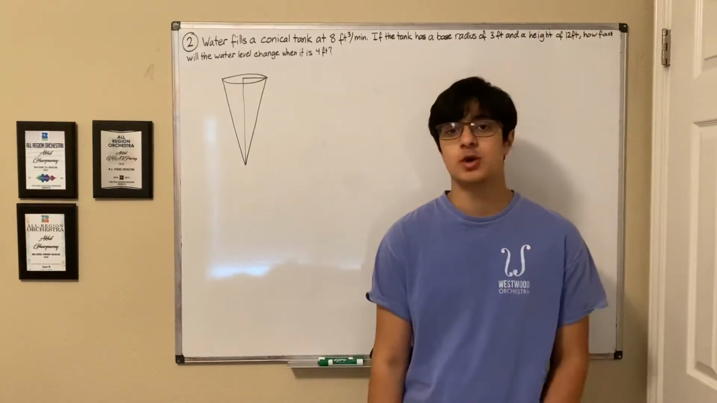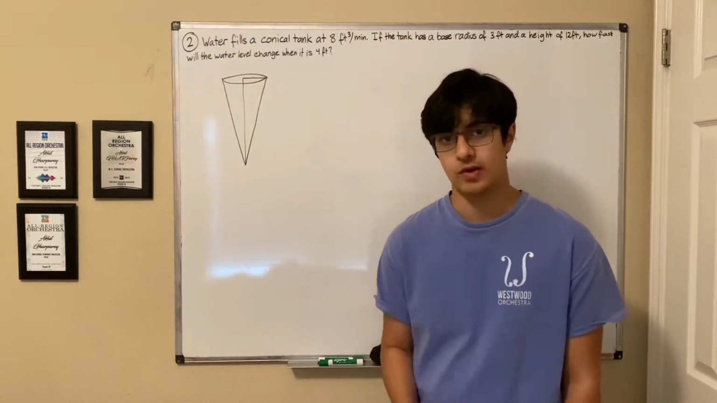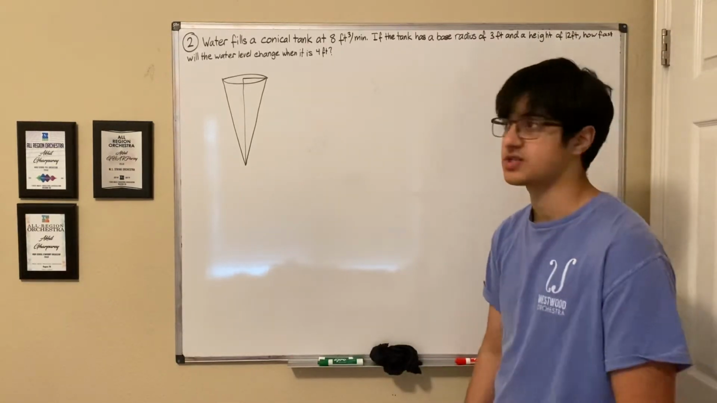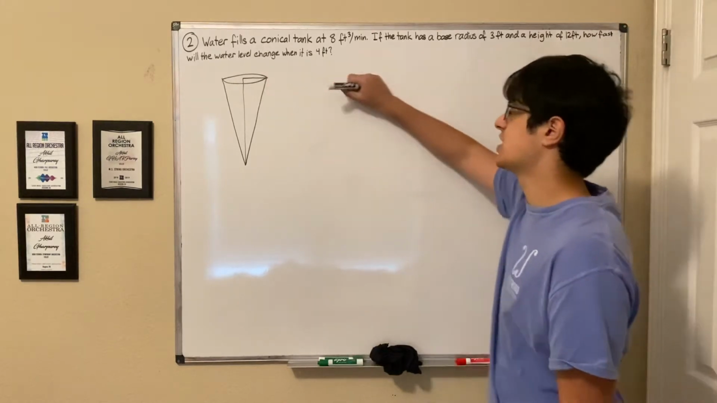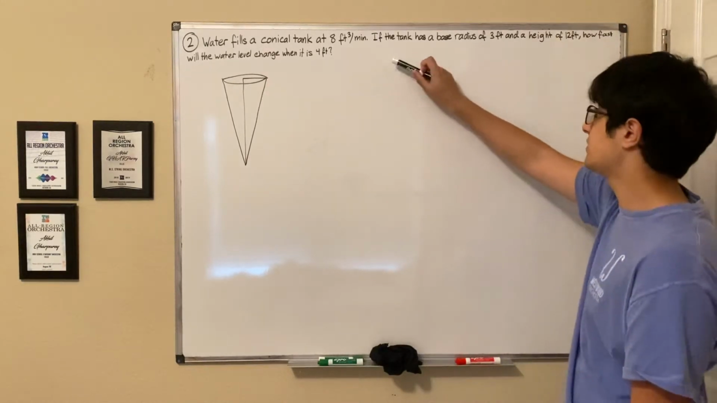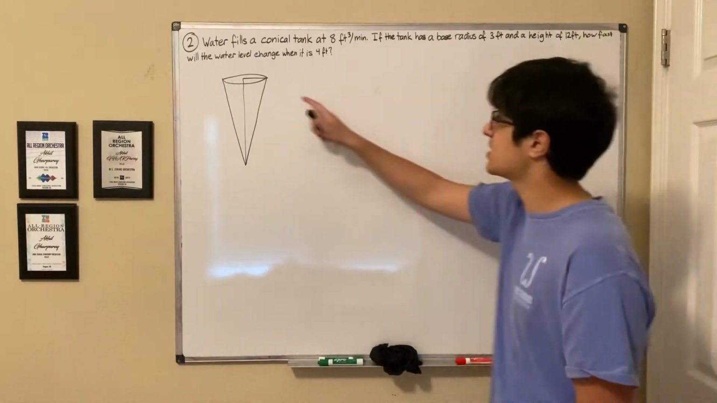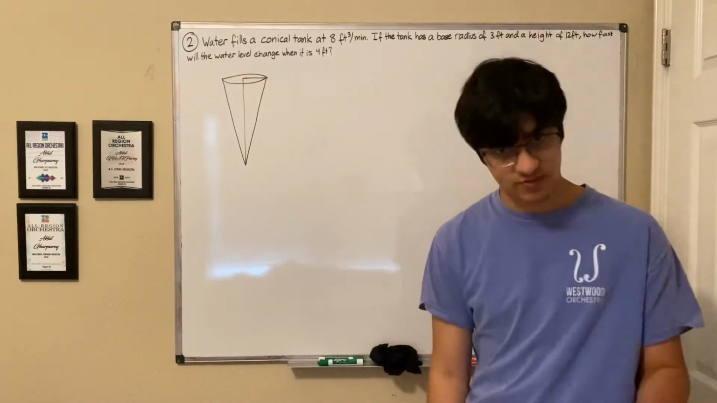This is part 2 of our related rate series, and today we're going to be focusing on the conical tank problem. So, let's go ahead and get started. Water fills a conical tank at 8 cubic feet per minute. If the tank has a base radius of 3 feet and a height of 12 feet, how fast will the water level change when it is 4 feet?